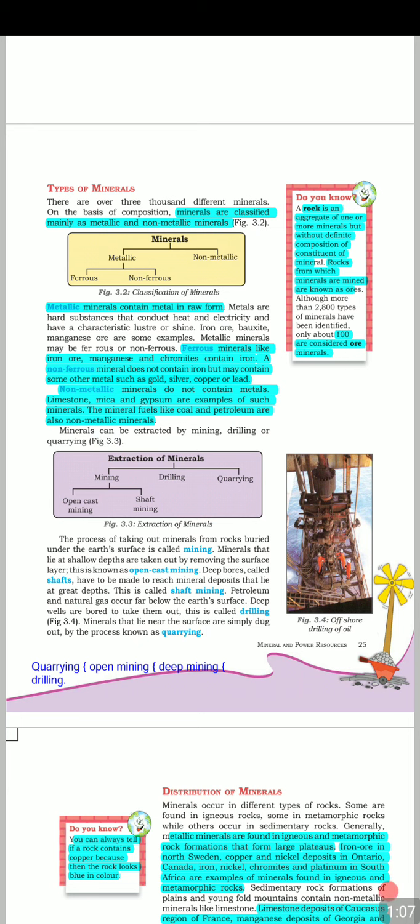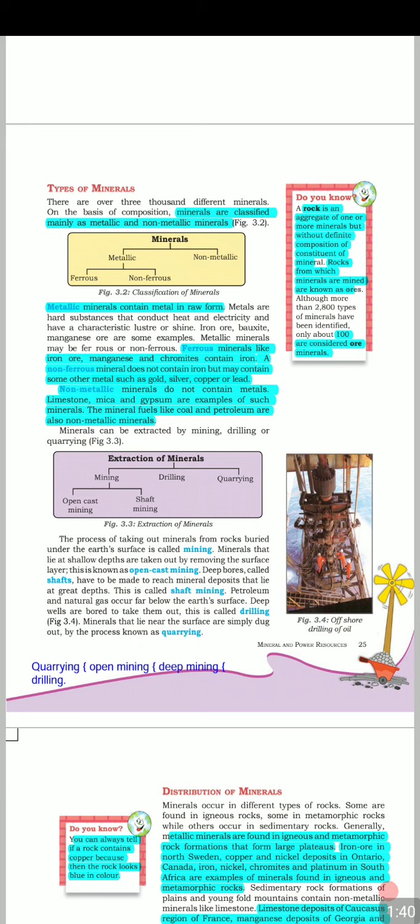Next, we move to types of minerals. Minerals are classified basically into two types, the metallic and the non-metallic minerals. Let's discuss the non-metallic minerals first. The non-metallic minerals include limestone, salt, then your coal, petroleum. These are non-metallic minerals. Mica is also another important non-metallic mineral.